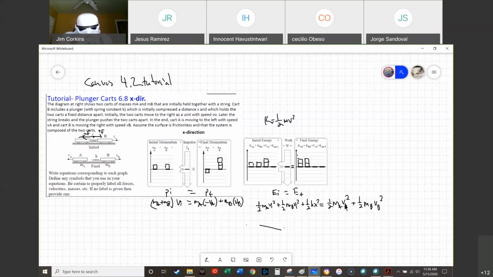Did not label these final velocities. You could subscript these, little f, just to clarify this.